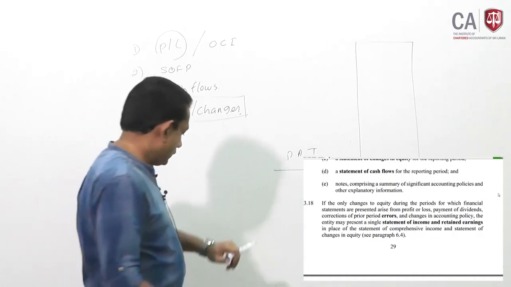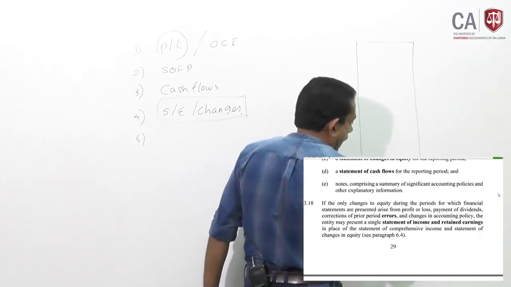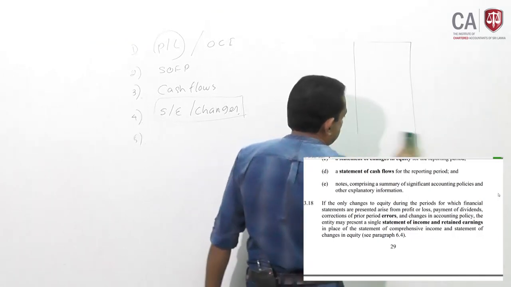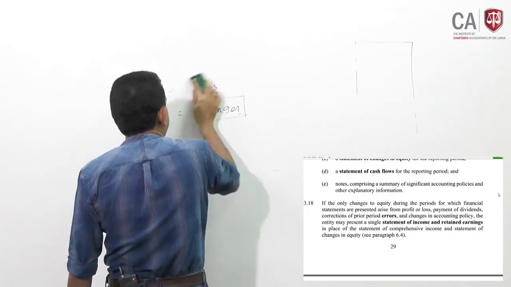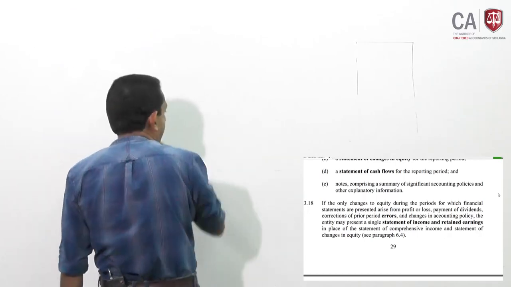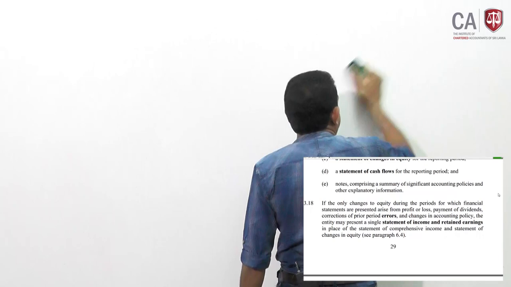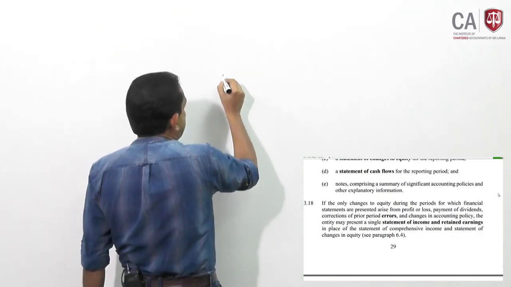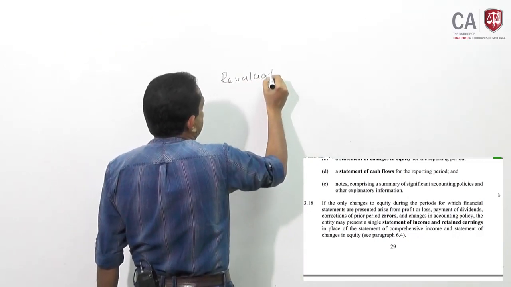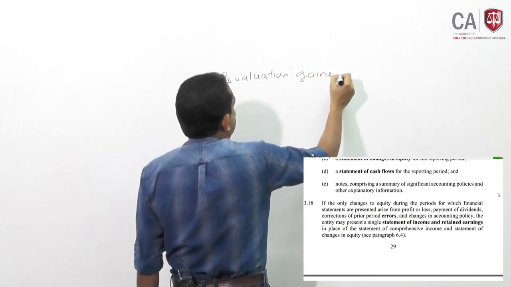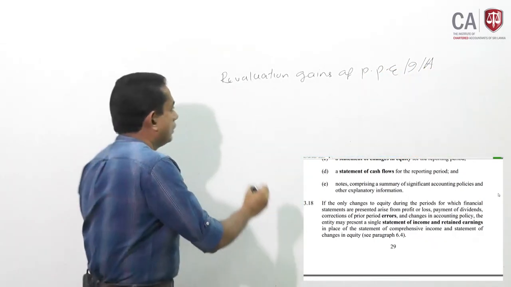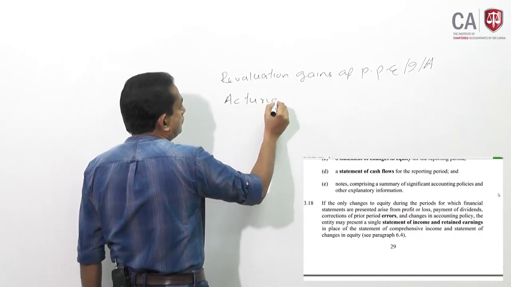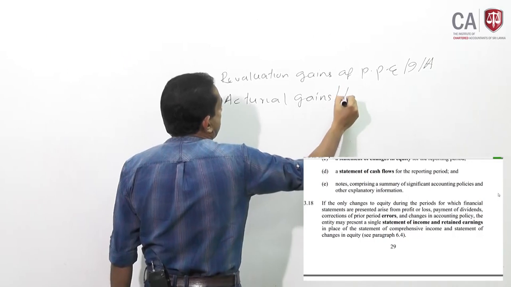Now, in other comprehensive income, in full SLFRS, as you learn other comprehensive income, you learn 5 items. What are these 5 items? Revaluation gains of property, plant and equipment and intangible assets. Actuarial gains and losses.